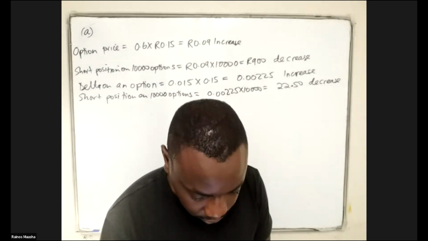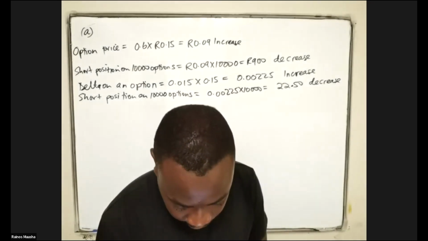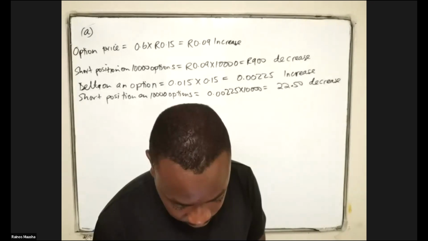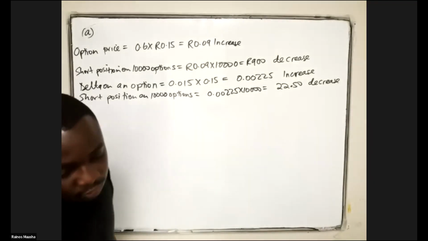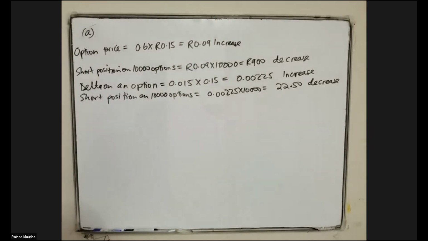Next, we look at the scenario where we look at the effect of volatility. And if you check on the question, they tell us that volatility increases by 0.75% with no other changes. So we know that volatility is related to the vega, right? So now we need to find out exactly what is the effect on a single option and what is the effect on 10,000 options as well.